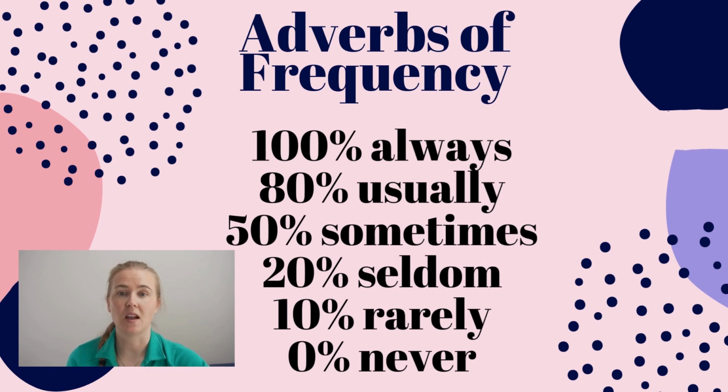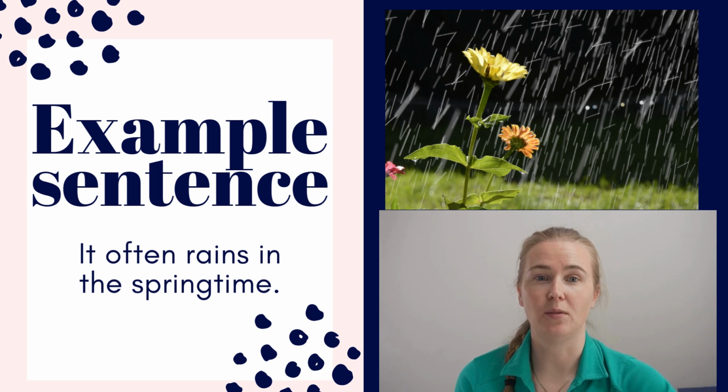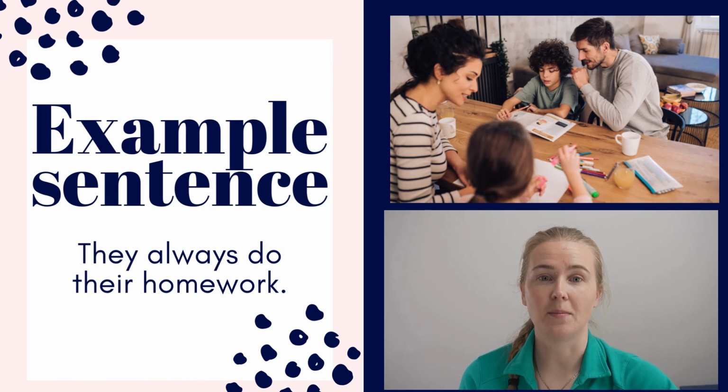Adverbs of frequency tell us how often an action happens. These include words like always, often, sometimes, and never. An example of an adverb of frequency: it often rains in the springtime. The adverb often tells us that this action happens frequently. Another example, they always do their homework. The adverb always shows us that this action happens 100% of the time.